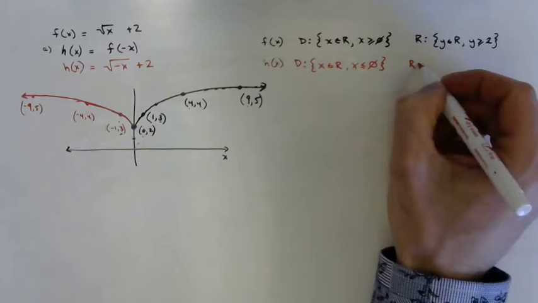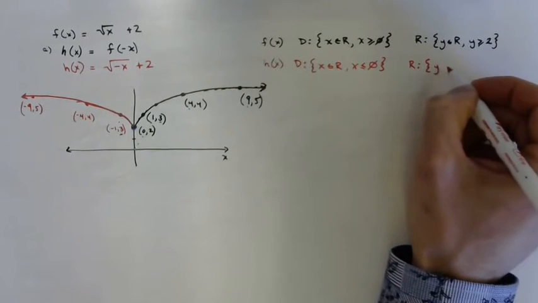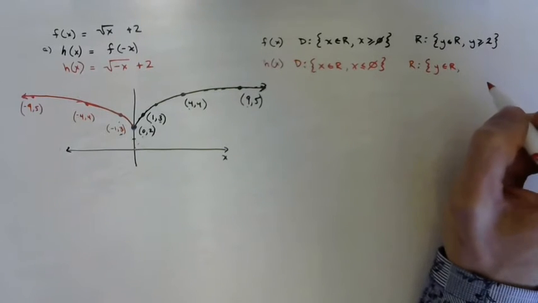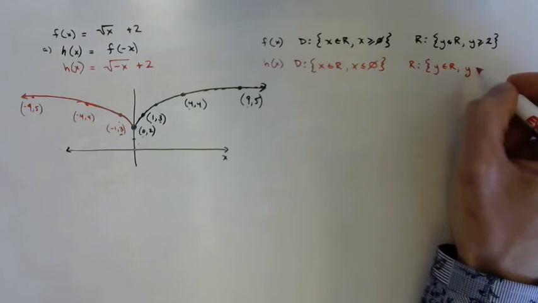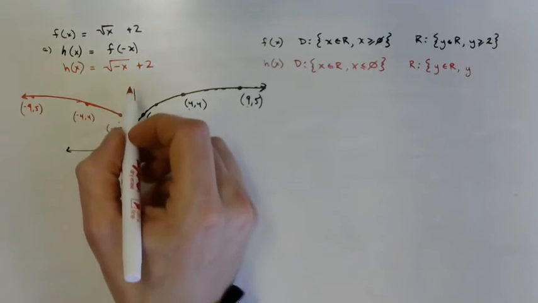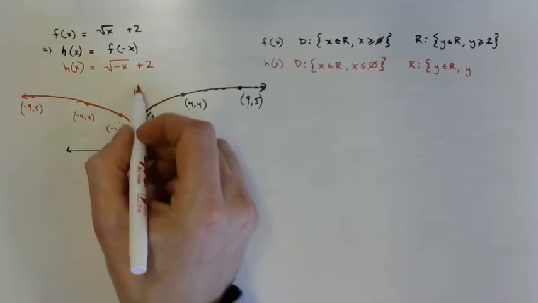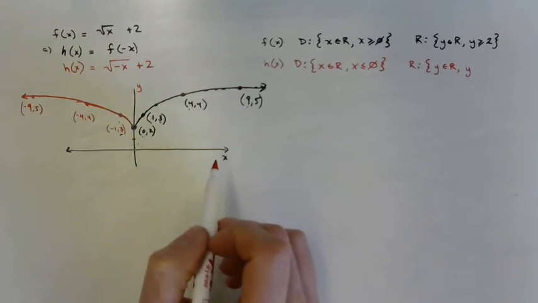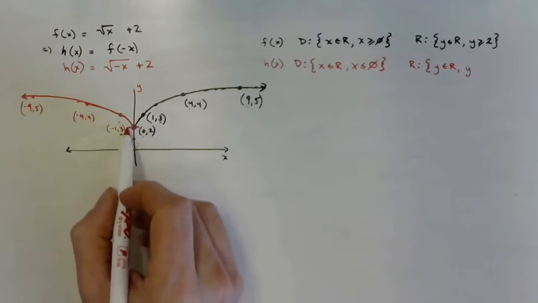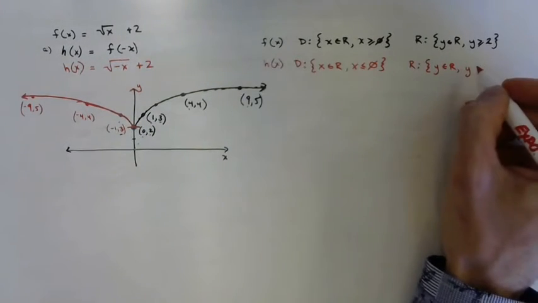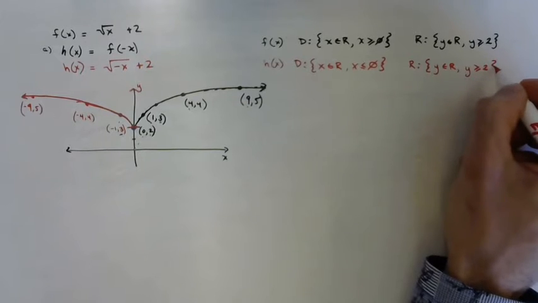What about the range? Y comes from the set of real numbers. Has our range changed? No. Range is the y values. Did our y values change? No. It still starts here at 2 and goes up. So it's still greater than or equal to 2.